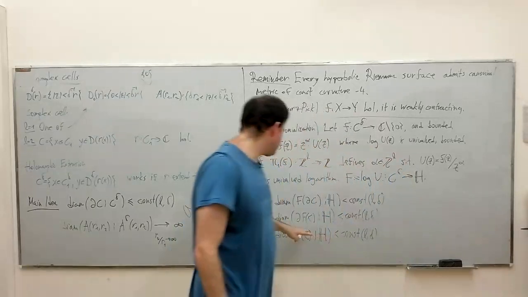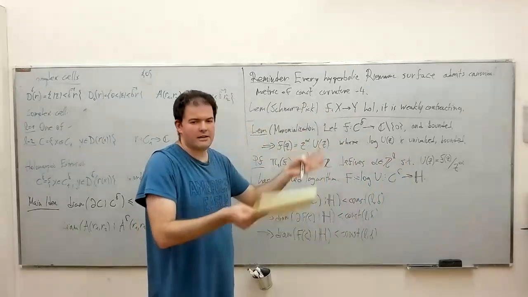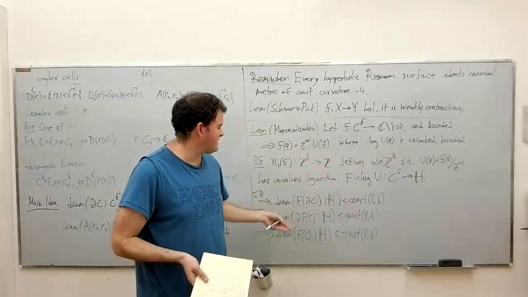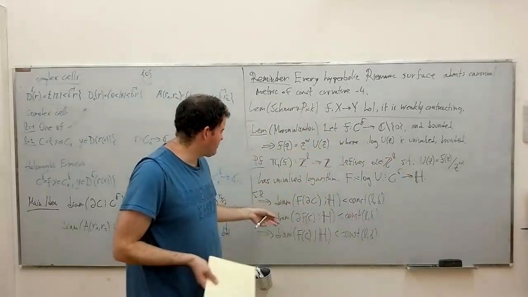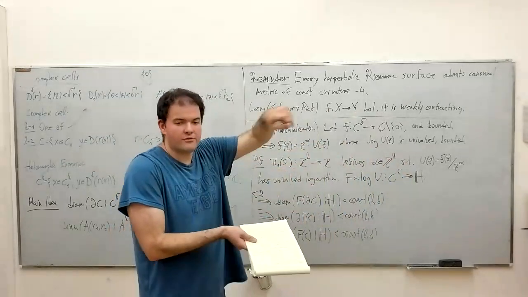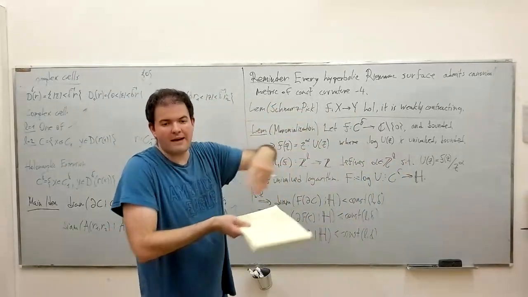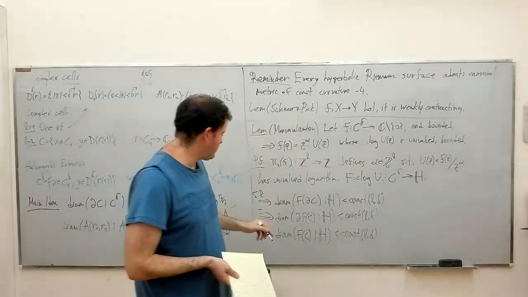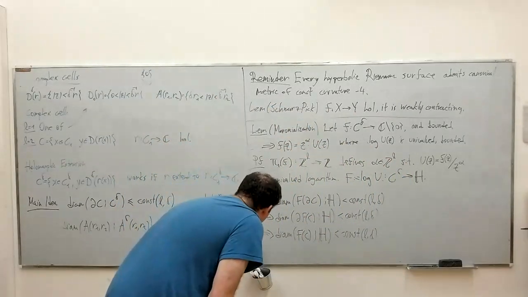Okay, so this is some basic geometric fact. If you have a set in the plane, half plane, doesn't matter, some homotopically trivial thing, and you know the length of the boundary, then you also know the diameter of the set. Right? It's an isoperimetric inequality.